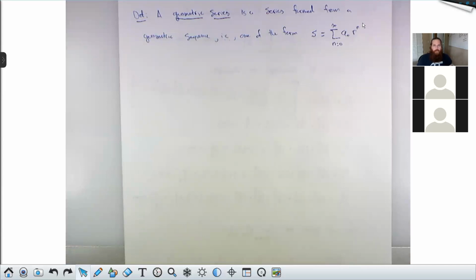All right, so this guy is called a geometric series. A0 is a constant, R is a constant, and they don't have to start at n equals 0. They could start at n equals 1, 2, or 3. But any series of this form, where you take a geometric sequence and you slap on a capital sigma, is called a geometric series.